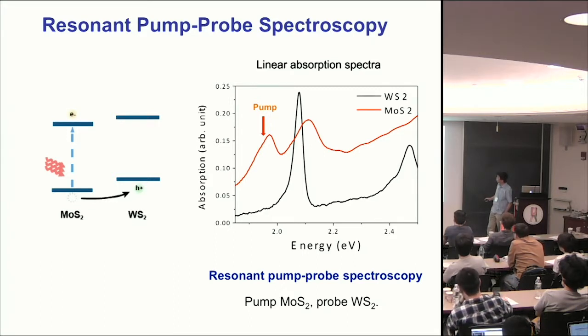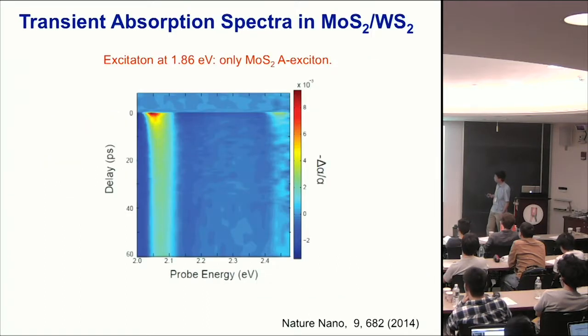You can imagine that if we excite MoS2 and the charge did not transfer to WS2, then the WS2 absorption will not be strongly affected. On the other hand, after the hole transfers to WS2, the WS2 absorption will get modified. By looking at the transient behavior, we know how fast the charge transfer process happens. Here I plot the photo-induced change in the absorption spectrum, as a function of probe energy and pump-probe delay.